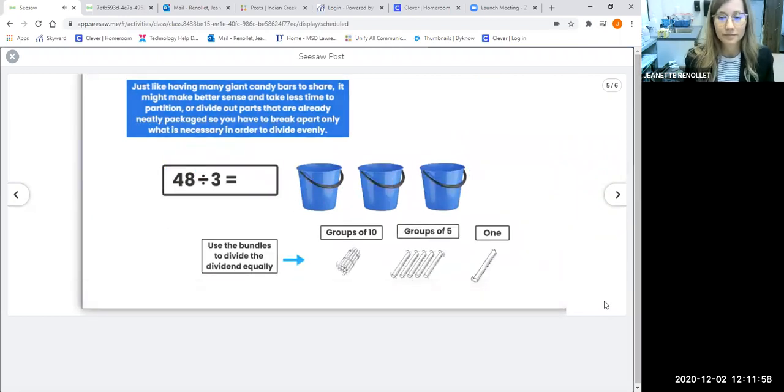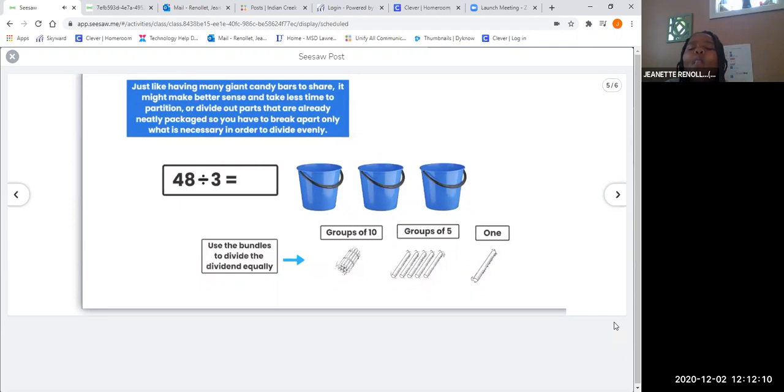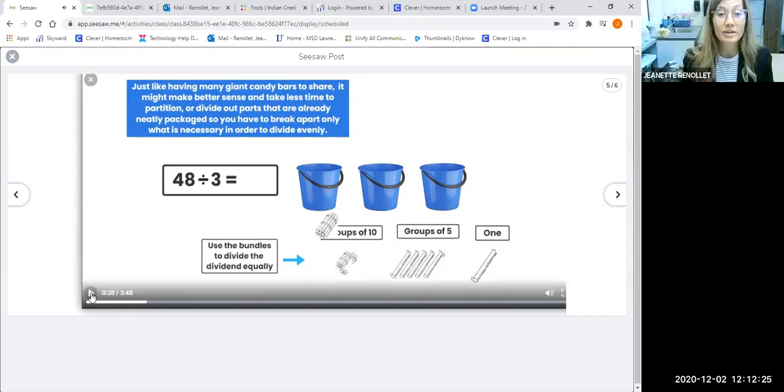All right, let's see how that works when we are working with numbers. So here we have 48 divided by 3. Our dividend is 48. That means we have a total of 48 objects that we need to distribute or divide up amongst 3 buckets or 3 groups. So if we think of this just like the giant candy bars we were just talking about, we can think of the groups of 10 as like the giant candy bars. So Mrs. Thaxton is about to demonstrate how you can put equal chunks into each bucket. Let's watch what she does.